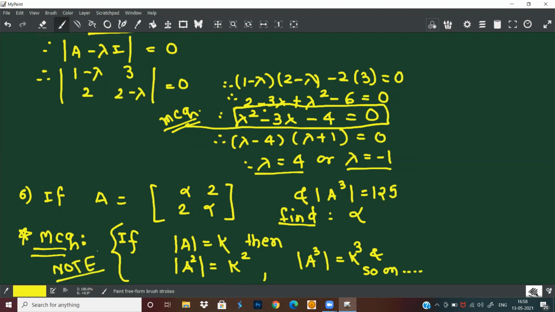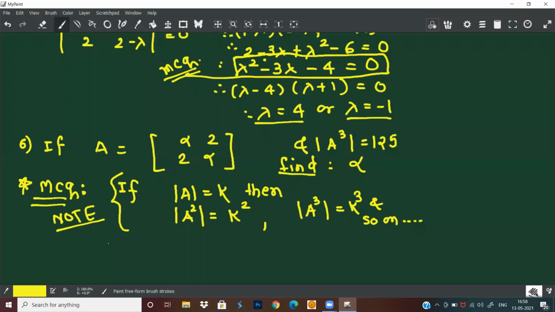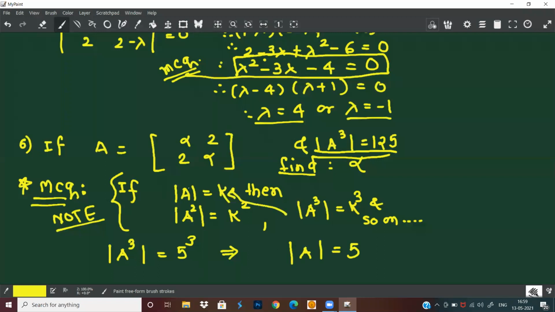Now listen to me, what I'm saying. Using this, if determinant of A cube is 5 cube, what does that imply? Who will tell me? 125 is 5 cube. Perfect. Value of the determinant A will be 5. Superb. Excellent. We are going back like this. If this, then this. If this, then that.